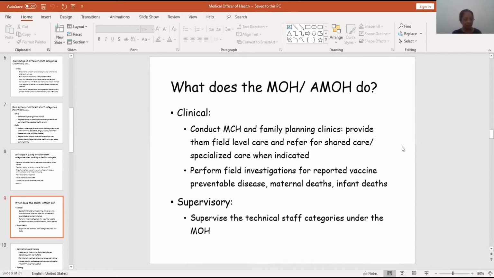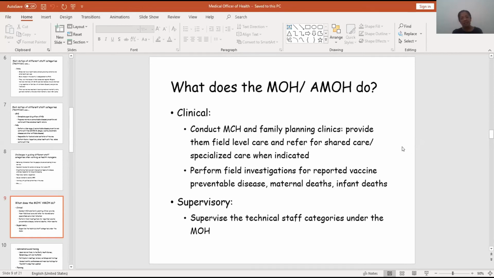And we are supposed to do field investigations for vaccine preventable diseases. The medical officer has to investigate all the vaccine preventable diseases. If there is a reported case of a vaccine preventable disease, we have to investigate. Then on maternal deaths, within 3 months, within 7 days, we have to investigate maternal deaths and infant deaths. It's our duty.